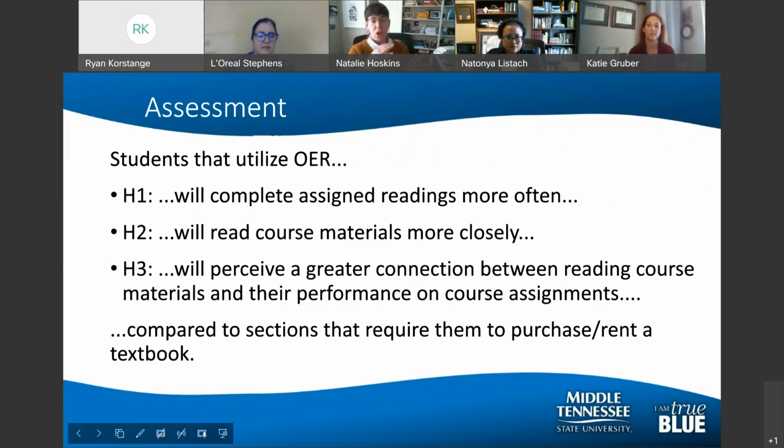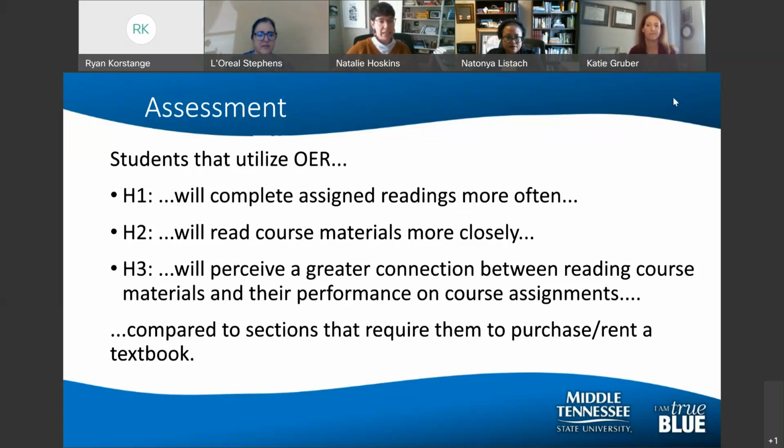So we predicted, because OER materials are available on the first day of classes, because students can readily access them, because they are in some ways easier to read and have a little bit more of an interactive component than flipping pages in your hard copy textbook, we expected that students in the OER sections would complete assigned readings more often, would read course materials more closely, and would perceive a greater connection between the reading and their performance on course assignments, which translates to benefit, right? We expected that the OER students, when compared to the textbook students, would engage with these materials and perceive the benefit more so than the textbook students.